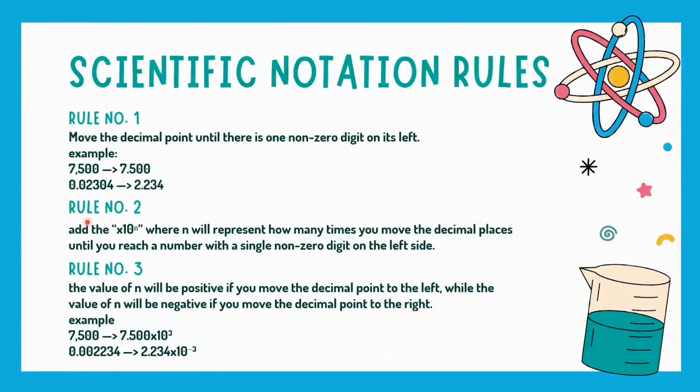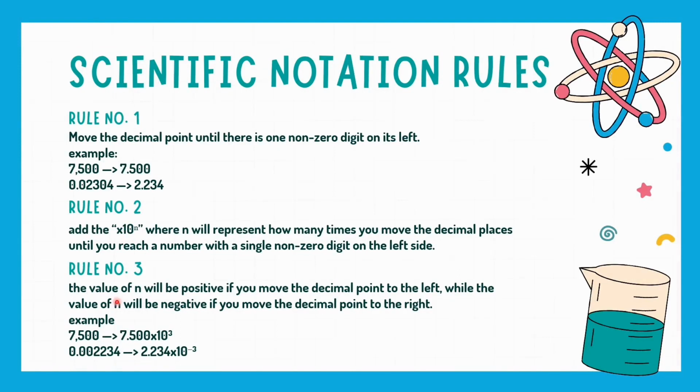Moving on to rule number 2, after moving the decimal point, we will be adding the times 10 raised to n, where n will represent how many times you move the decimal places until you reach a number with a single non-zero digit on the left side. For example, if we move 5 decimal places, that would be times 10 raised to 5 or negative 5 depending on which direction we moved.